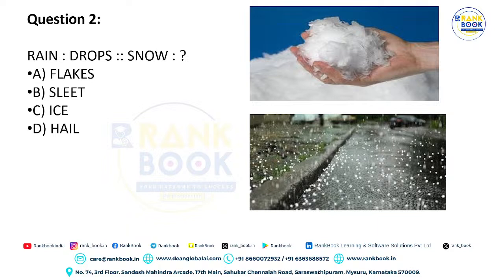So you all know what sleet is, what hail is, what ice is, right? Rain means drops, because in rain the drops are obvious. So what is snow? It is nothing but flakes. So the appropriate answer for it is flakes. It can't be sleet, it can't be hail, but it can be flakes. I hope now you understand the difference between sleet, ice, hail and flakes. So to answer questions like these, you should have good vocabulary.